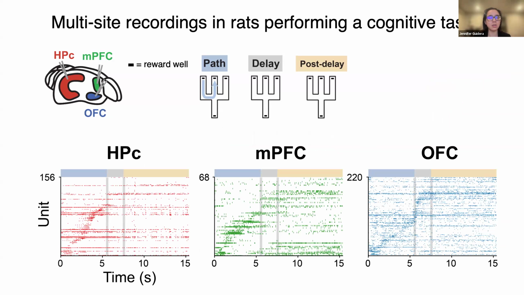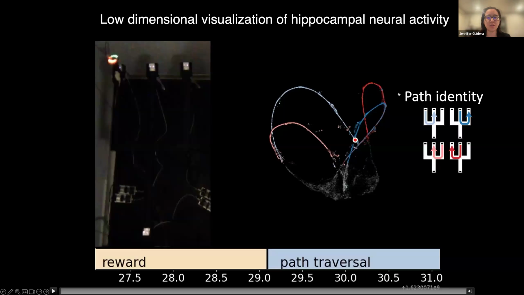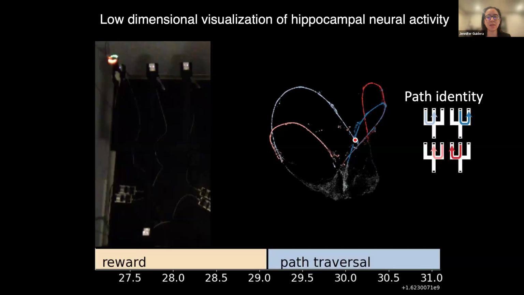And the first thing we wanted to do was gain intuition for how activity is structured around the task in each of these brain regions, so the hippocampus, medial prefrontal cortex, and orbitofrontal cortex. To do this, we visualized activity using a dimensionality reduction technique called UMAP. We took 100 millisecond firing rate vectors from simultaneously recorded neurons in a brain region and embedded these in 3 dimensions. Similar neural activity appears in similar regions of these embeddings.